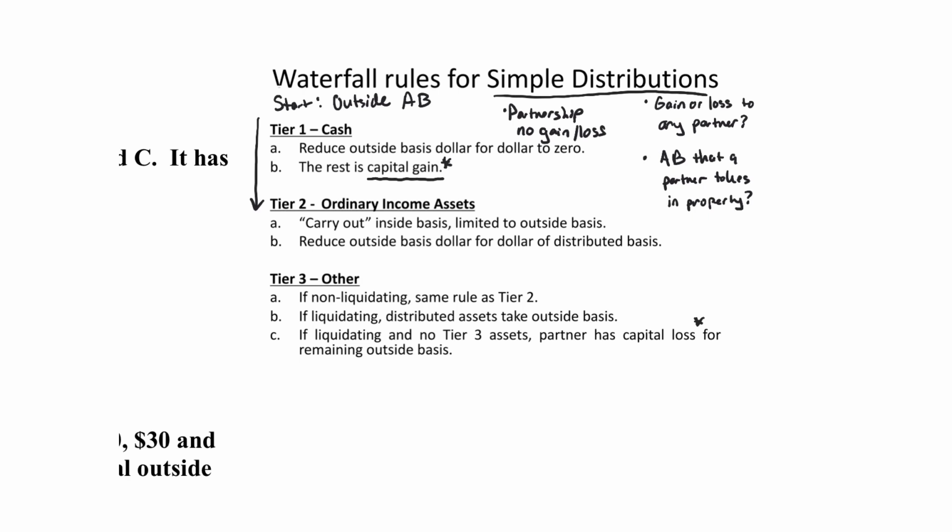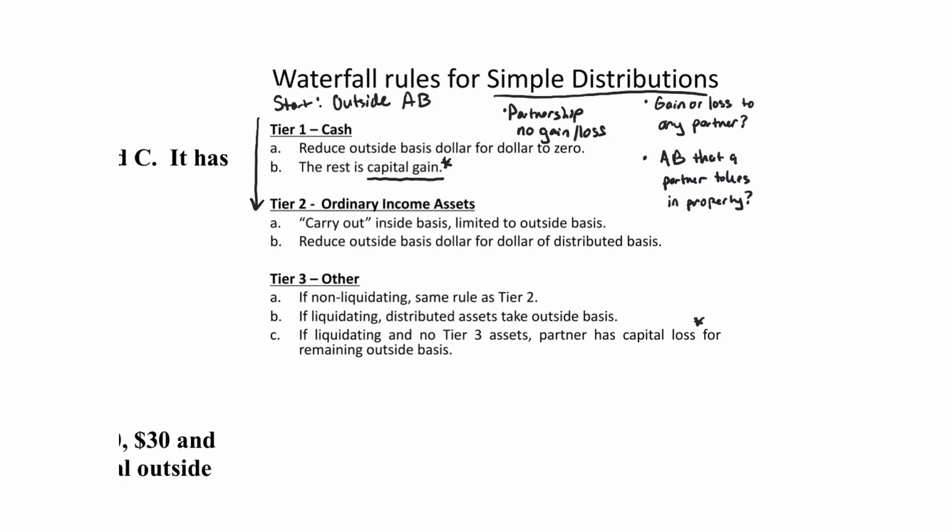Tier 2 is ordinary income assets. These are any assets that, if the partnership was to sell them, would create ordinary income or ordinary loss. Notice I didn't say hot assets, because some hot assets will be ordinary income assets, but some assets that are not hot, for example inventory that is not substantially appreciated, are not considered a hot asset for distribution purposes, but are considered tier 2. So you have to pay close attention. We're looking at any assets that would result in ordinary character income or loss to the partnership. Those go to tier 2 and they reduce the basis.